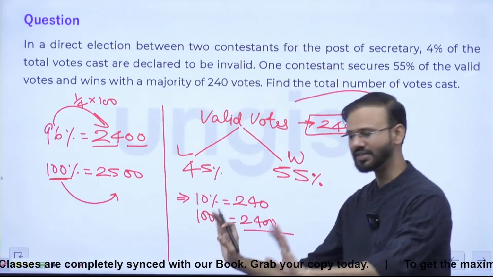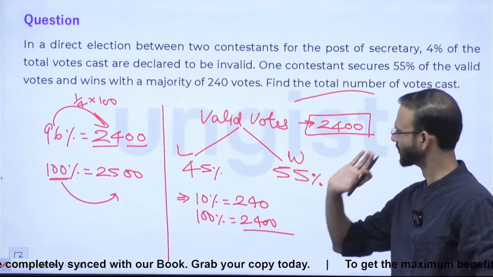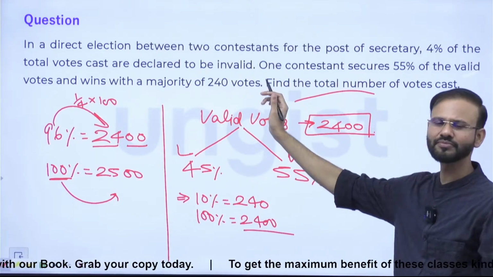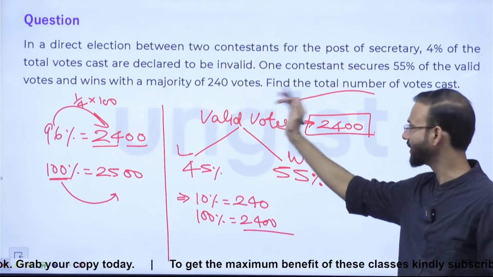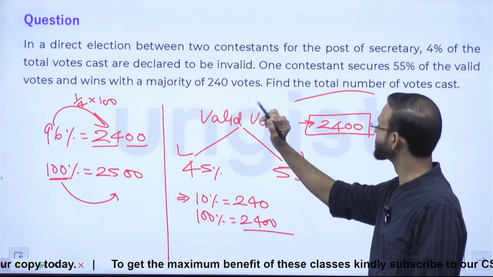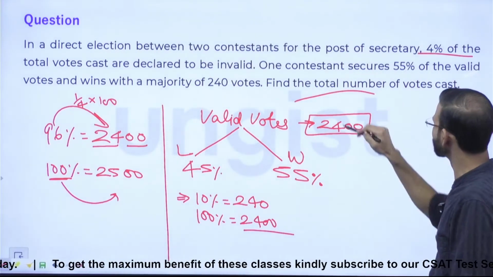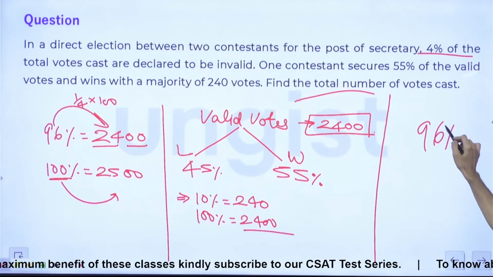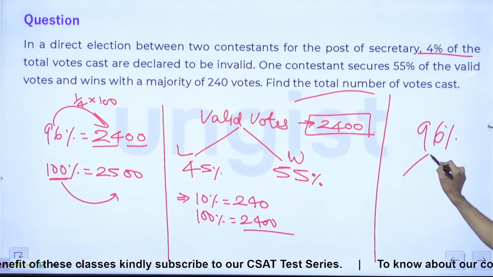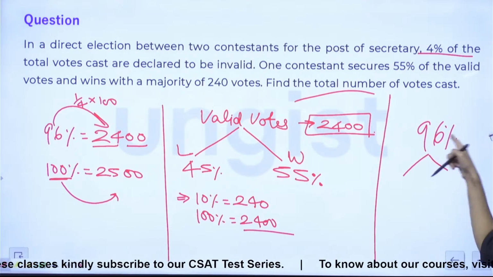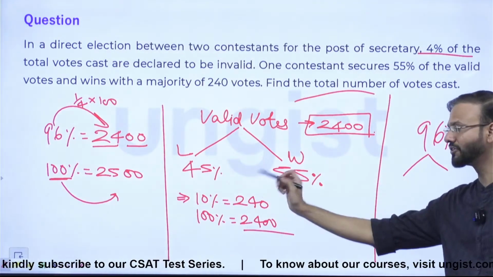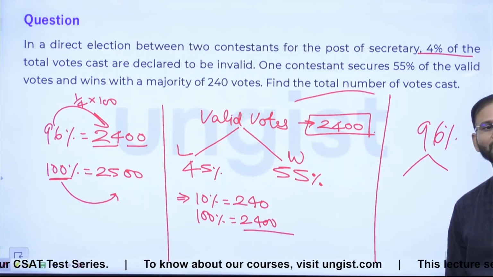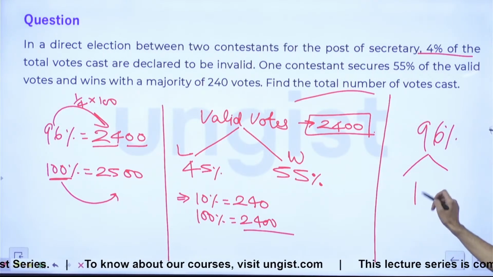Now guys, don't solve it like this if you don't want to. Just think about this question. Just by reading the question I can tell you the answer. Why? Because 4% votes were declared to be invalid. It means 96% votes were valid. So the difference between winner and loser was 10% of the valid votes, guys. Difference between winner and loser was 10% of the valid votes.